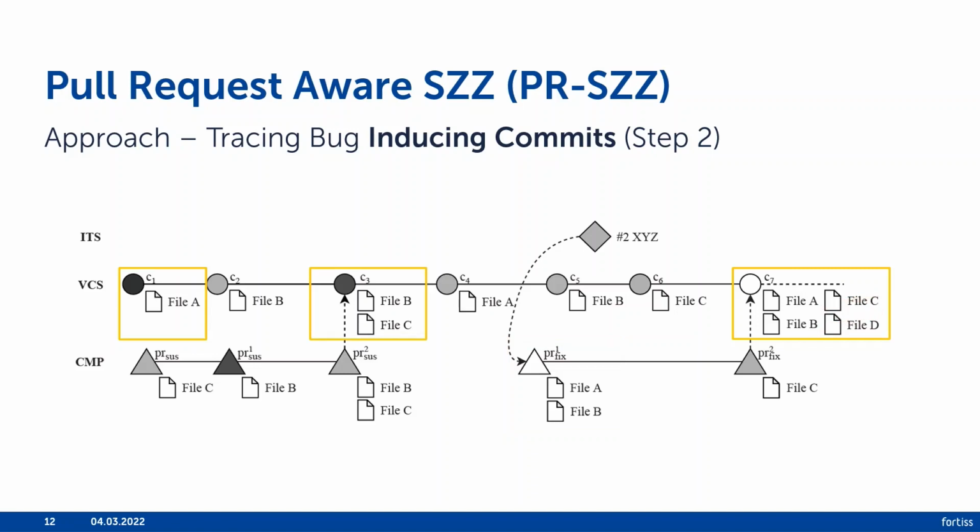Looking at the traced commits for file A and B, we find that commit number 1 and commit number 3 are potentially inducing bugs. However, now we can look at the suspicious pull request for commit number 3, and we find that only the second inner commit is really inducing a bug, and we can ignore file C from the inducing commit here.